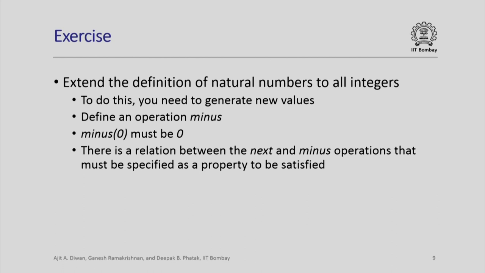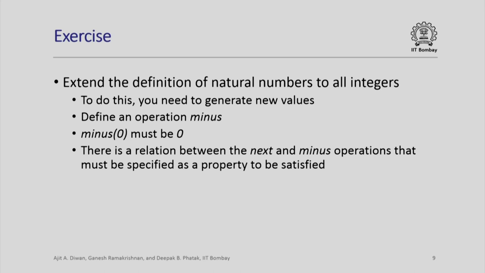So here's an example. We want to extend the definition of natural numbers now to all integers. So integers can also be negative. Natural numbers are only positive: 0, 1, 2, 3, and so on. Integers can be minus 1, minus 2, and so on. So this can be done by defining another operation called minus, which generates a new value. So if you take minus of 1, it should generate minus 1.